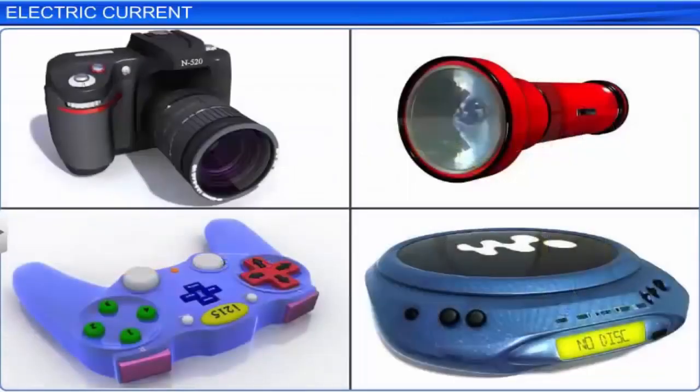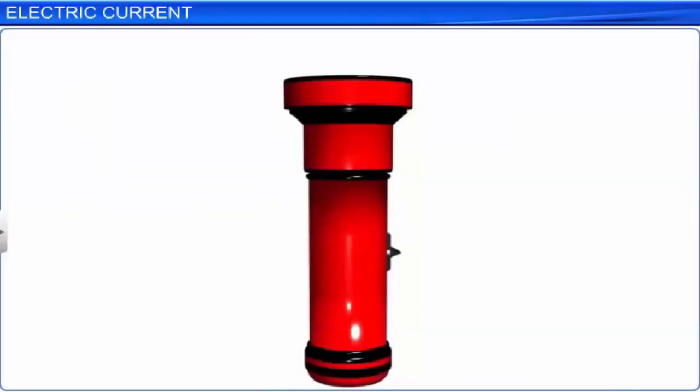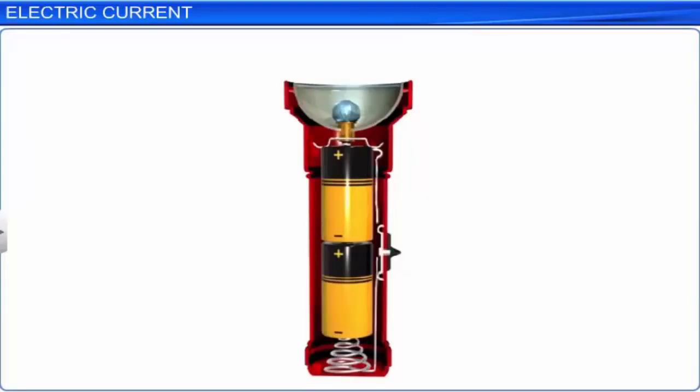In most of the devices that we use, there is a steady flow of charge. For example, in the working of an electric torch, a steady current passes through the circuit of the torch to make it glow.